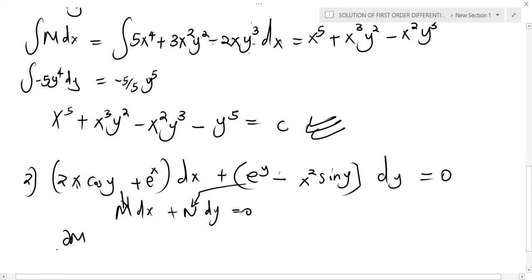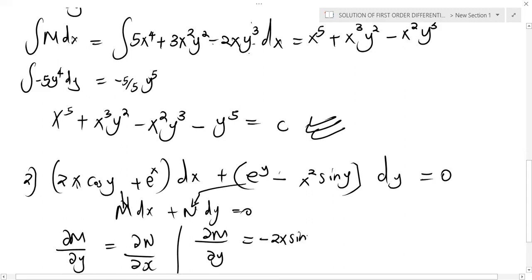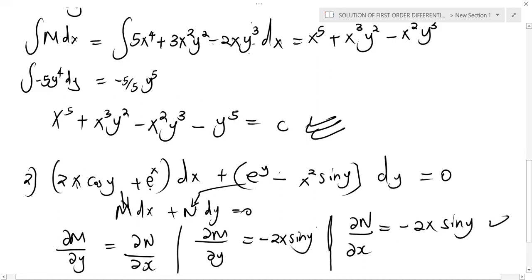Now, is it exact? We are getting the partial derivatives. So get the partial derivative of M with respect to y and see if it is equal to the partial derivative of N with respect to x. What is the partial derivative of M with respect to y? Differentiating the first term with respect to y gives minus 2x sin y. The second with respect to y will be 0. And then the partial derivative of N with respect to x: differentiating the first term with respect to x will give 0, and differentiating the second with respect to x will give minus 2x sin y. Now, since they are equal, it is exact, and then we can go on into solving.